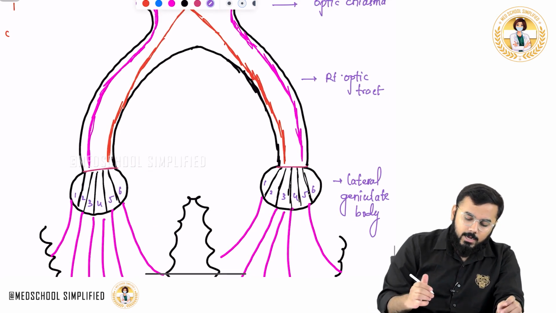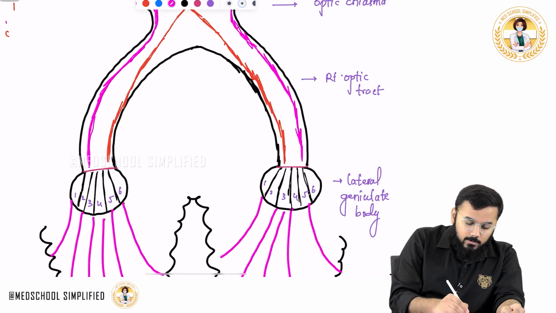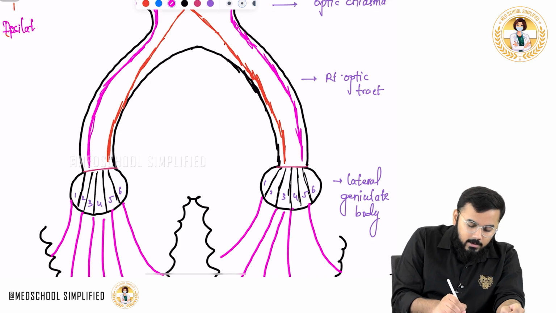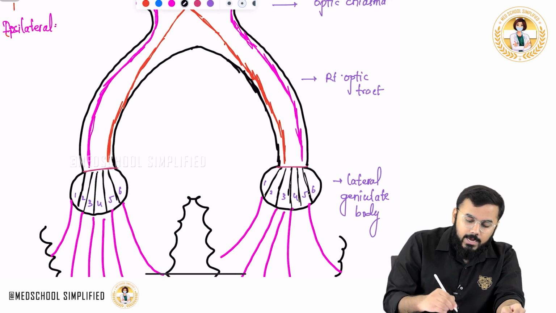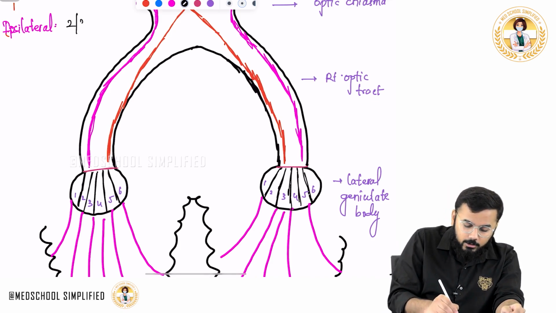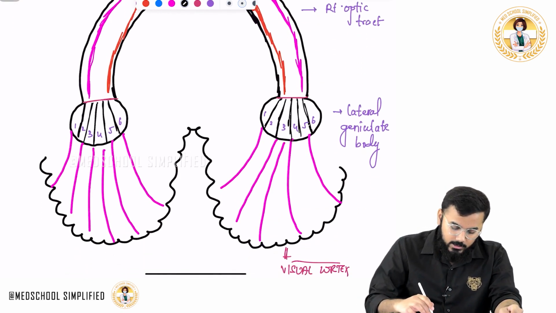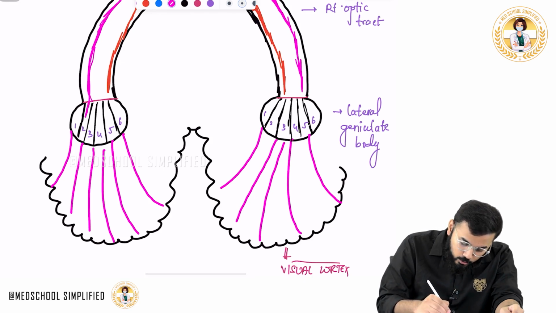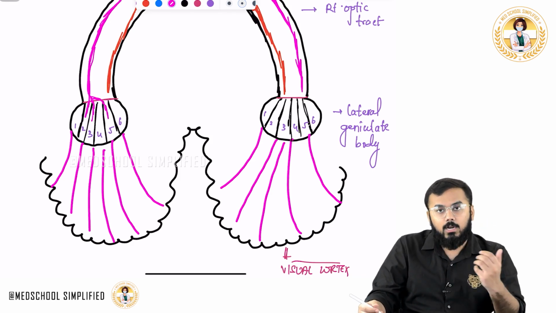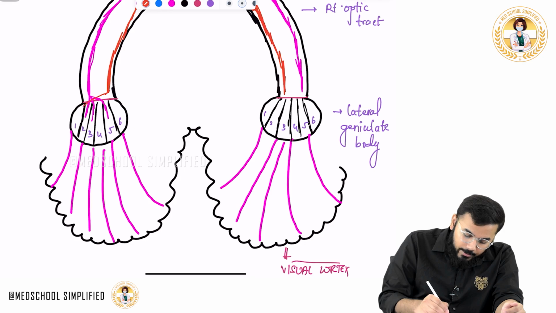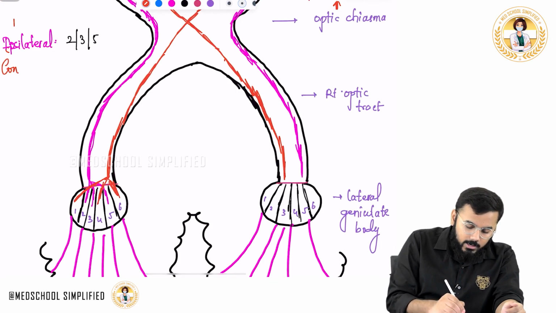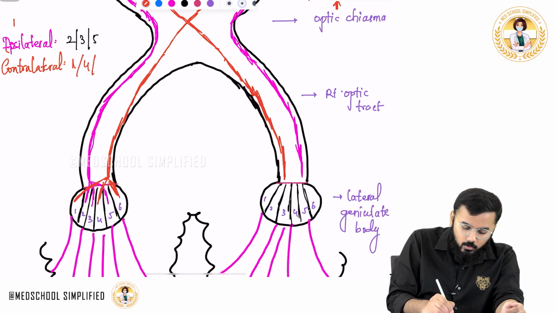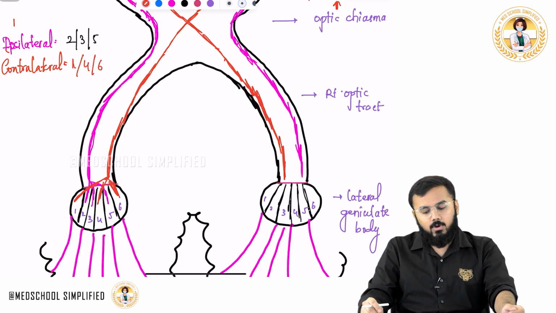Now what I am trying to tell you is that these ipsilateral fibers enter which laminae? They enter lamina number 2, lamina number 3 and lamina number 5. See here, these ipsilateral fibers are entering 2, 3 and 5. Whereas the contralateral fibers enter lamina number 1, 4 and 6.